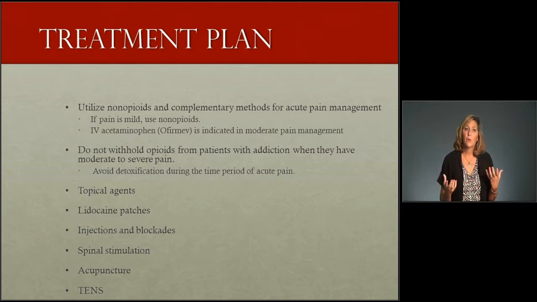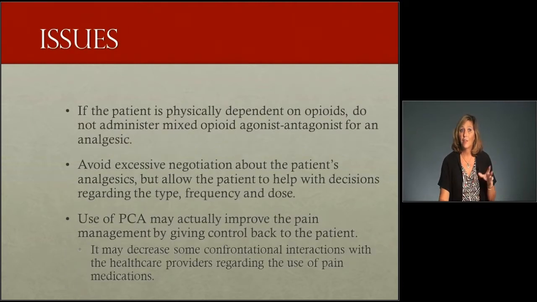So instead of withholding, again, think around. What else can we give patients that are histories of substance abuse but actually have pain? Topical lidocaine patches, injections, blockades, spine stimulators, acupunctures, and TENS. And all of those can also be used to get them off of opioids when we're trying to titrate them down and get them to use less. Okay? Avoid excessive negotiations, and sometimes even use a PCA.